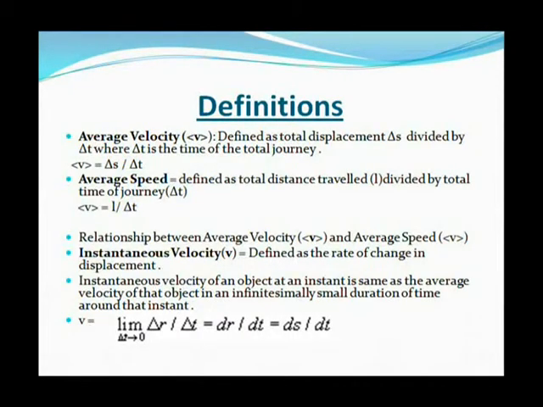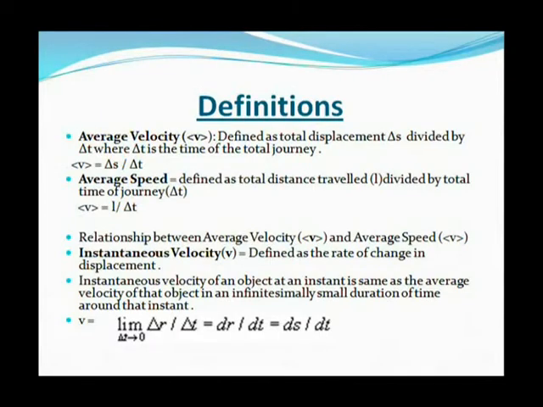Now let's define average velocity. Average velocity is defined as total displacement divided by the total time of journey. So if total displacement is delta s and delta t is total time of journey, then the average velocity will be defined as delta s by delta t. Average velocity is a vector quantity because delta s, which is displacement, is also a vector quantity, and we are multiplying a vector quantity by a scalar quantity, which is 1 by delta t.